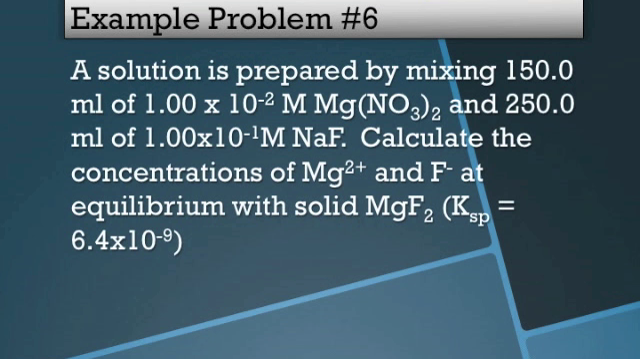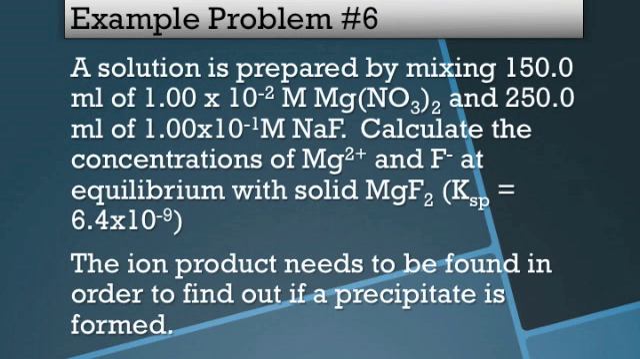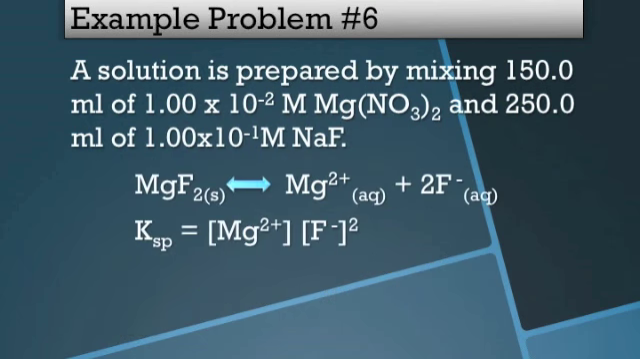A solution is prepared by mixing 150 milliliters of 1 times 10 to the negative second molar magnesium nitrate and 250 milliliters of 1 times 10 to the negative first molar sodium fluoride. Calculate the concentration of magnesium 2+ ions and fluoride minus ions at equilibrium with solid magnesium fluoride. We will approach this problem a lot like we did the last one. We will first determine Q, the ion product, and then determine if a precipitate forms.